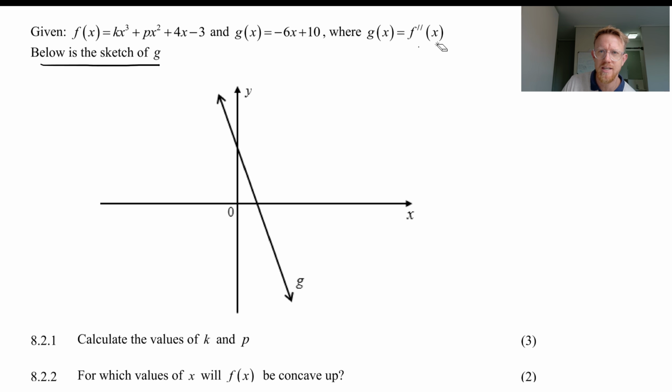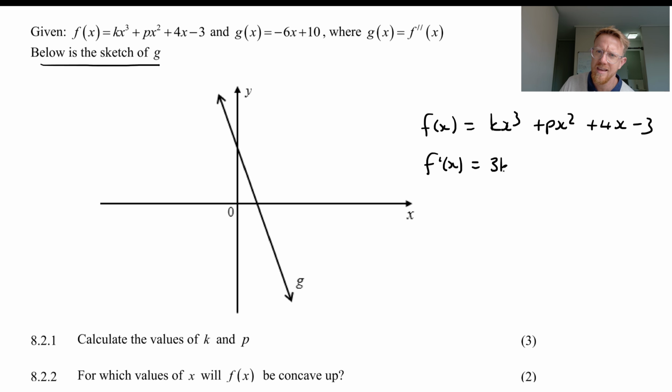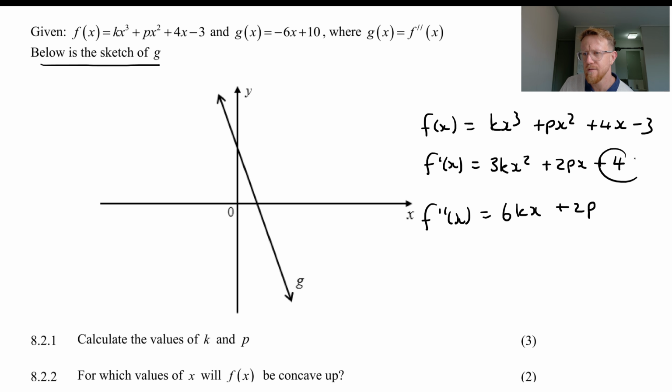They tell me that g(x) is the second derivative of f. So let's go find the second derivative. Its original equation is kx cubed plus px squared plus 4x minus 3. If I take the first derivative, it'll be 3kx squared, so I just multiplied that 3 to the front, plus 2px plus 4. Then I take the second derivative and multiply the 2 to the front. That'll be 6kx plus 2p, and then the 4 would cancel out.